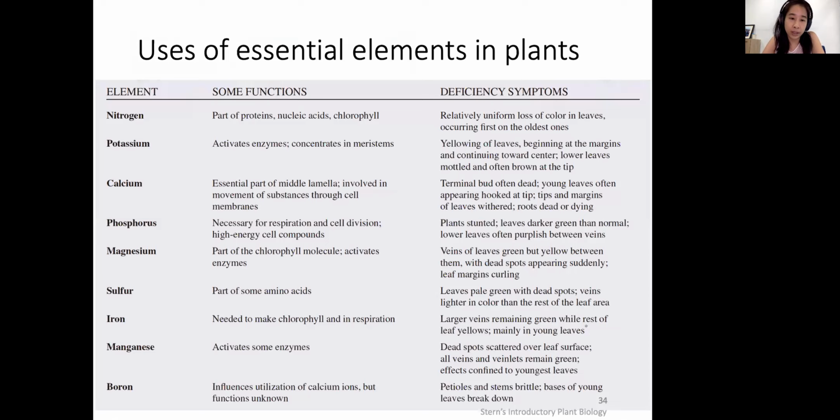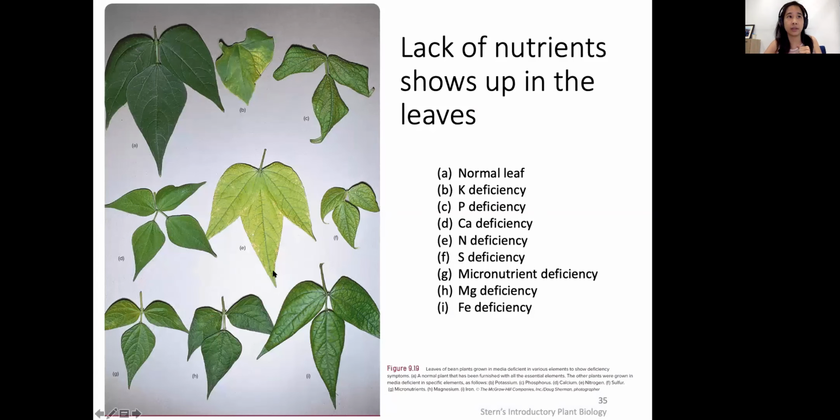Nitrogen is part of the protein in the amino acid. It's part of nucleic acid and also part of chlorophyll. When the plants lack chlorophyll, the leaf will turn yellow, especially the older leaf. This is because nitrogen can be extracted from an old leaf and moved or recycled in the younger leaf. So when the plant is depleted of nitrogen, the older leaf will turn yellow first, like in this picture, the E picture, compared to the normal leaves.